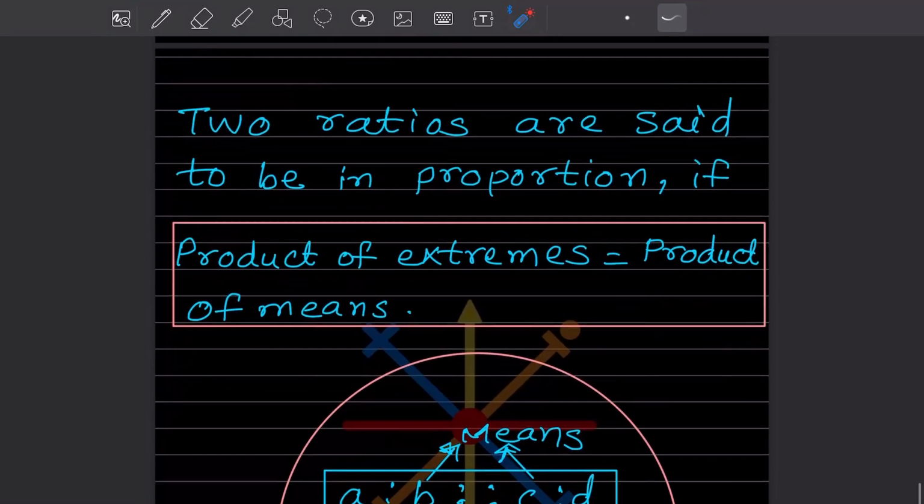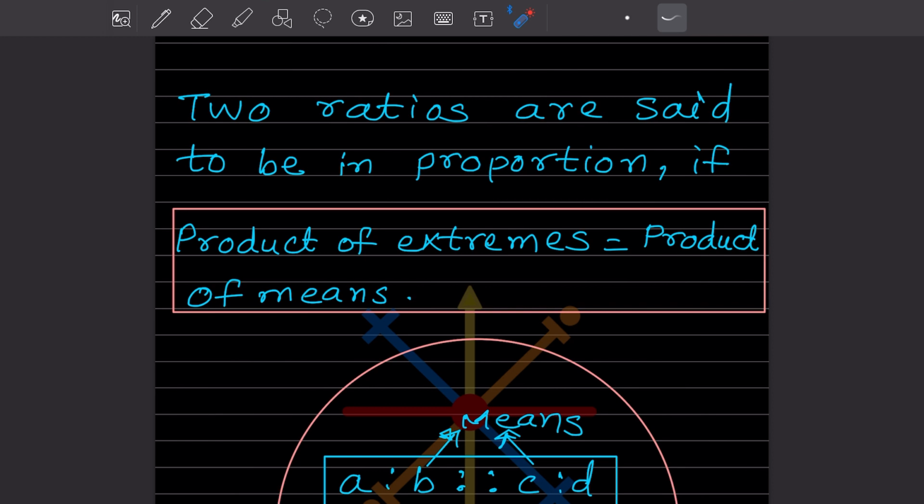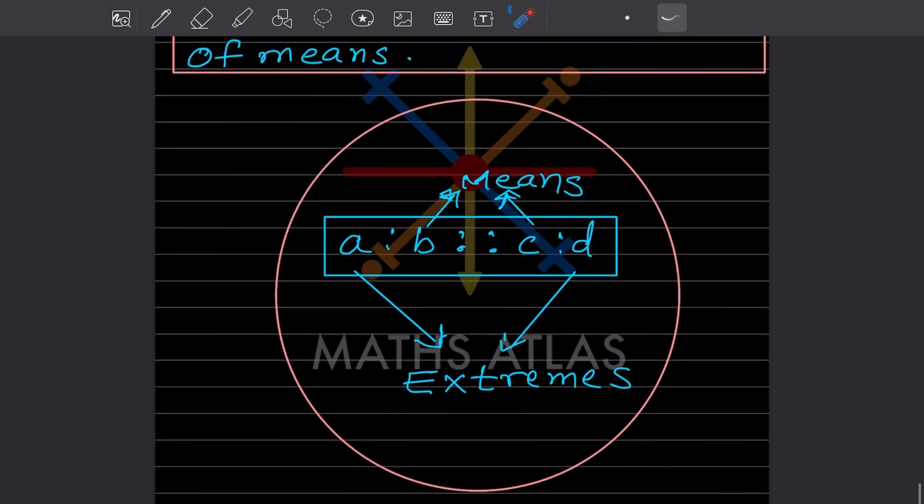Now let us see the other point. When two ratios are said to be in proportion, you have to learn this: the product of extremes is equal to the product of means. There will be some numbers over here in place of A, B, C, D. So you should know what extremes and means are first.